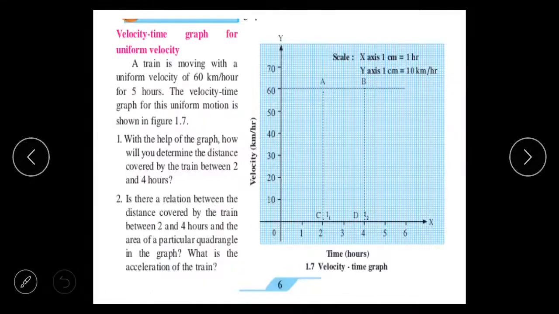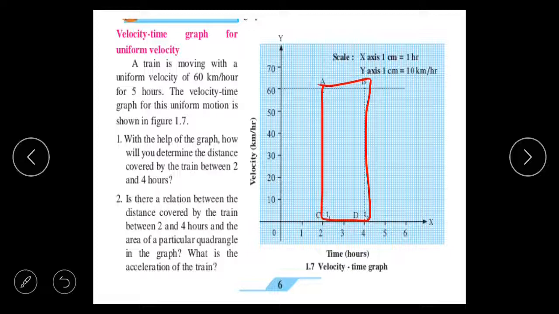So now next, what is the question asking here? Is there any relationship between the distance covered by the train between 2 and 4 hours and the area of the quadrangle? So there is a quadrangle drawn here between these 2 points. Quadrangle means a shape which has 4 points. It might be any shape, square, triangle, trapezium or random shape, but it must have 4 vertices. So it is called a quadrangle. Quadra means 4. So is there any relationship between the area of this quadrangle and the distance covered? Yes, there is a relationship. We will discuss it.